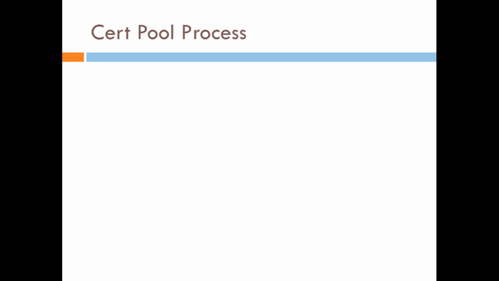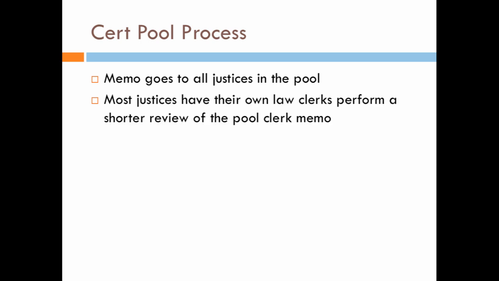After a clerk finishes the cert pool memo, the memo goes to all of the justices in their pool. And then most justices have their clerks look at that pool memo just to make sure that they agree with it, that nothing seems to be amiss. That's called the markup process.